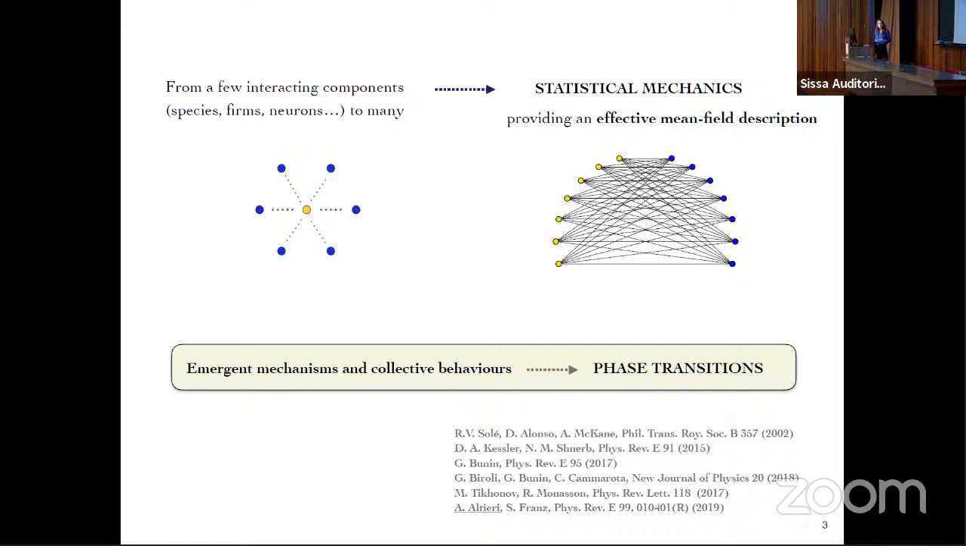Together with Silvio Franz, we rephrased this model as a constraint satisfaction problem. For people who are familiar with computer science and machine learning, we rephrased this model as a perceptron model in its convex regime, to highlight that constraint satisfiability can provide a complementary mechanism to self-organized criticality, edge of chaos, and self-organized instability to explain collective behaviors in large ecosystems.